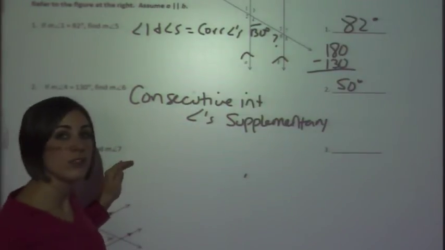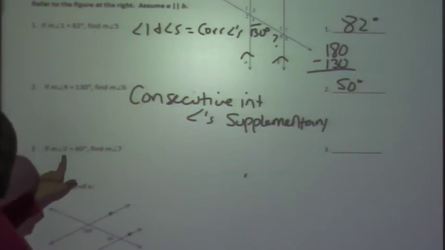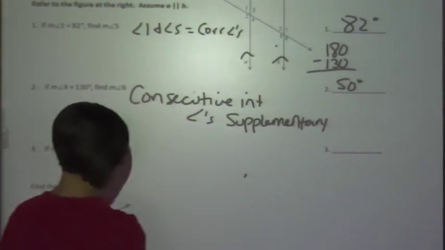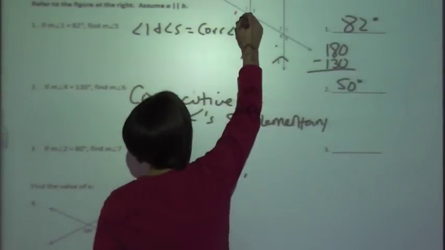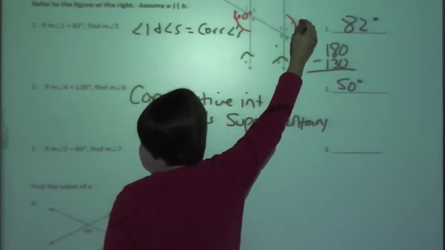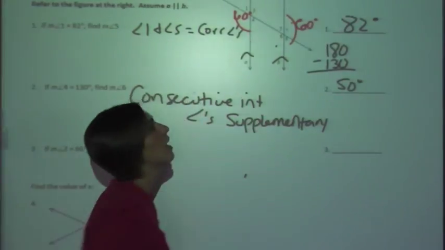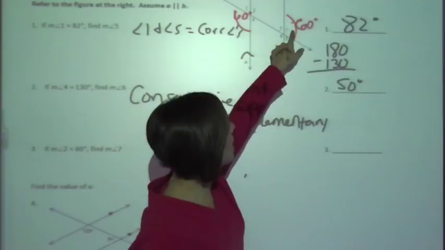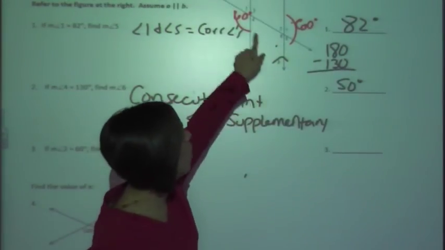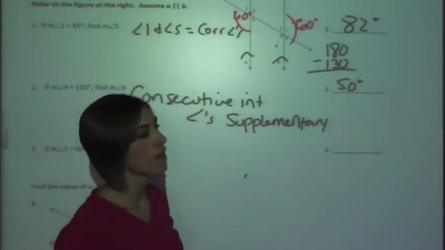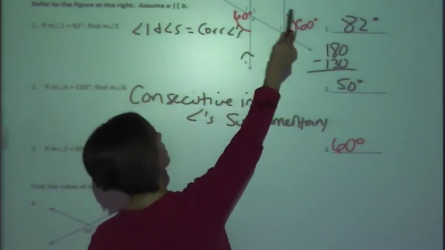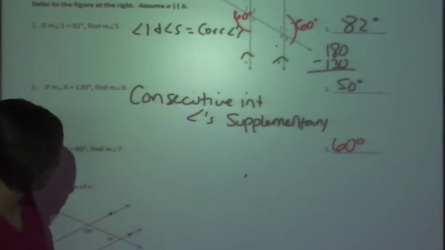I don't have this on your notes. You guys can just write it to the side if you'd like. But it says the measure of angle 2 is 60. So let's find the measure of angle 7. Well, 2 and 7 are alternate exterior angles. And alternate exterior angles are going to be congruent when the lines that form alternate exterior angles are parallel. So if angle 2 is 60, then angle 7 is also 60.